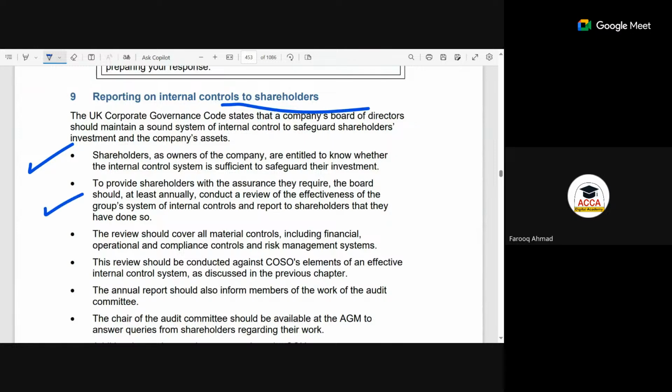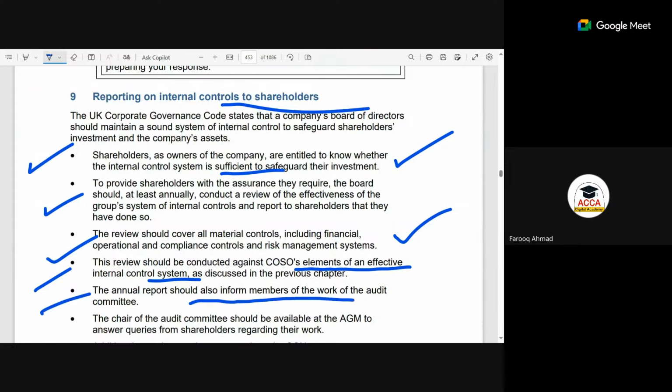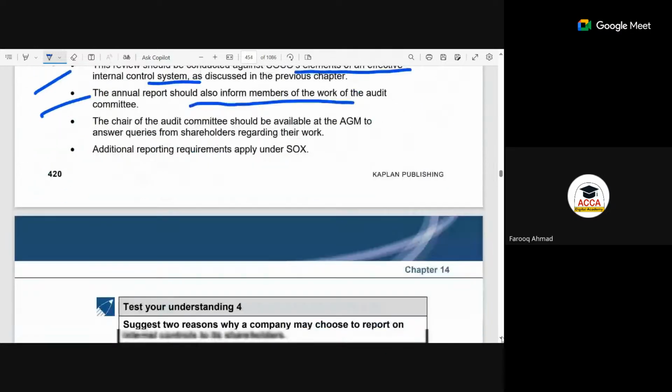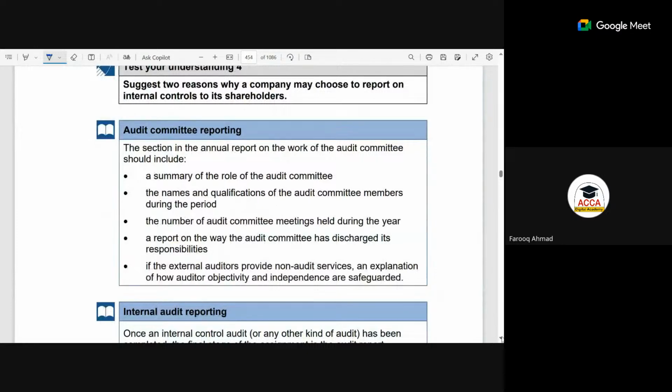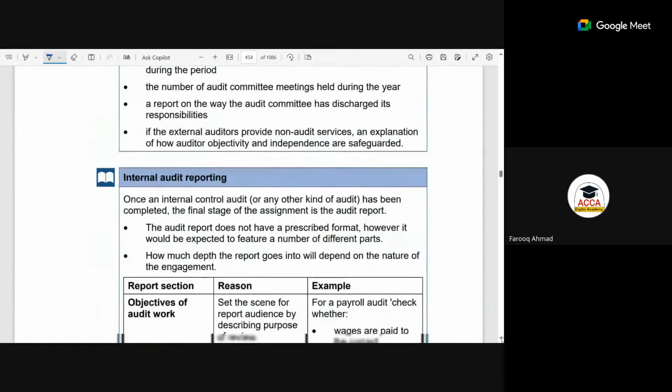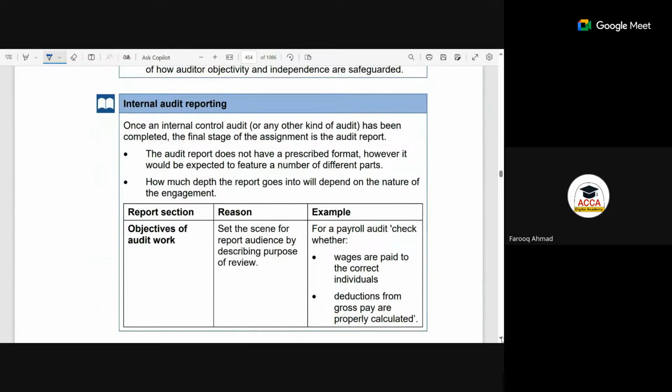Shareholders, as the owners of the company, are entitled to know whether the internal control system is sufficient to safeguard their investment, and to be provided with assurance. The review should cover all material controls, including financial and operational. The review should be conducted against COSO as elements of an effective internal control system. The annual report should also inform members. So all these things are there. The audit committee report is also a key point, and how internal audit reporting works.